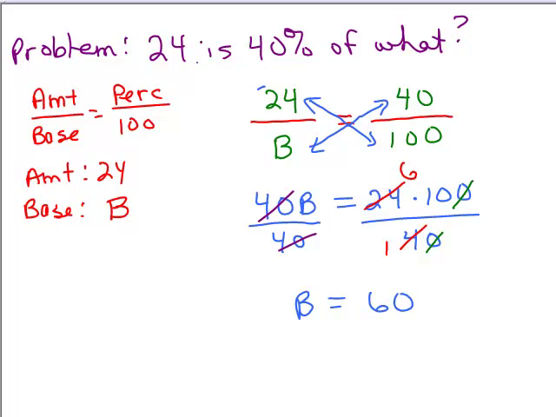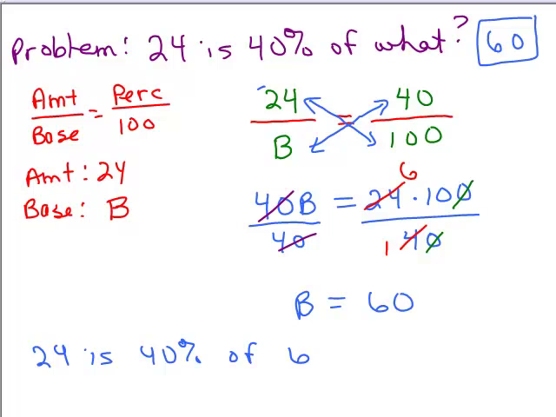So 24 is 40% of what? The answer would be 60. And see if that makes sense. Does it make sense to say 24 is 40% of 60? Okay, let's see if we could sort of just, does that make sense to you? Well, 40% of 60. Let's see if we could do this in our head. What's 10% of 60?